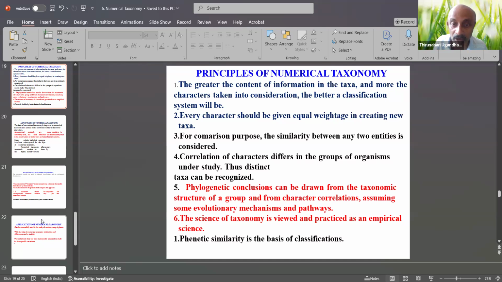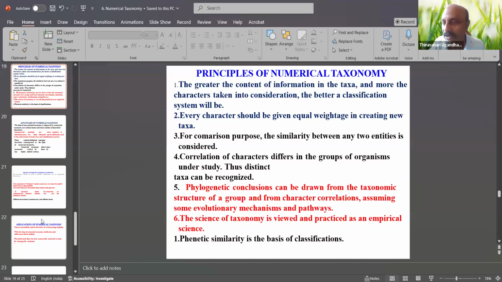The fourth one is a correlation of the characters of different groups of organisms under study. Thus distinct taxa can be recognized in the several groups, for example class, order, family, genera, species, which are also grades, also called the codes, also the ranks of the systematic classification. This way it can be based on the number of the species, meaning one species has one quality. Those qualities are based on the numerical.